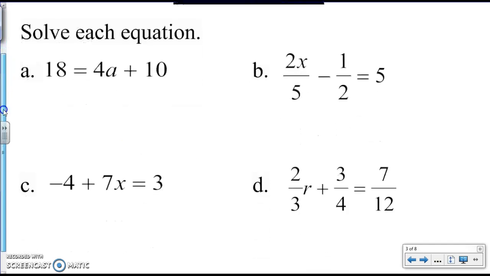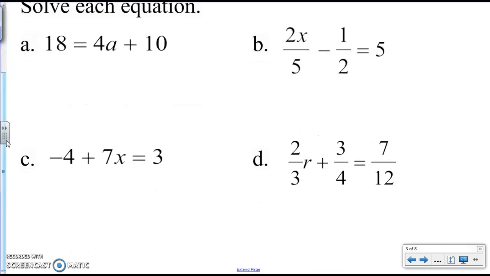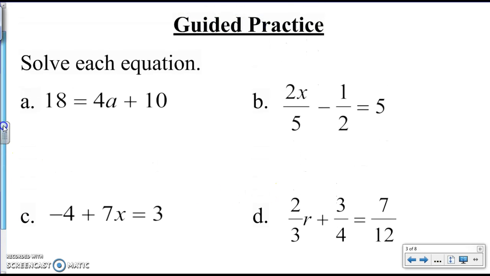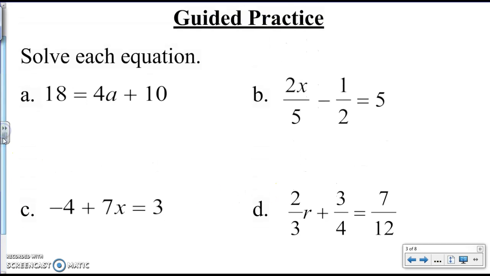There are 4 problems here for you to try. I want you to try these, and then if you have any questions, make sure you ask. Once you finish them, have them checked.